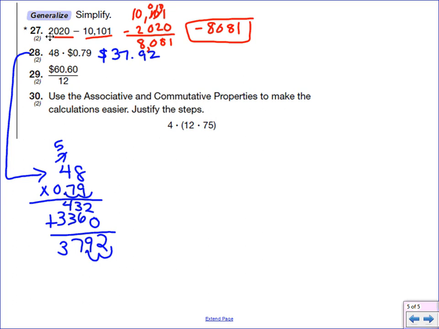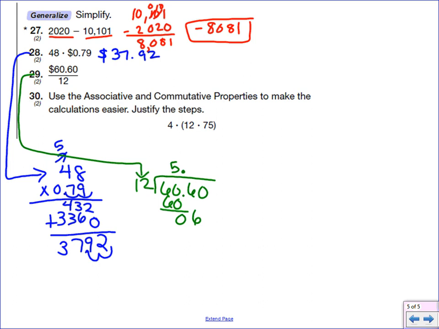And then I'll do 29 over here. If I have 60 divided by 12, how many times does 12 go into 6? It doesn't, but it goes into 60 5 times. Put the decimal place directly above. 5 times 12 is 60. I get 0, bring the 6 down. How many times does 12 go into 6? 0 times. Bring the next 0 down. How many times does 12 go into 60? 5 times. 5 times 12 is 60. So $5.05.